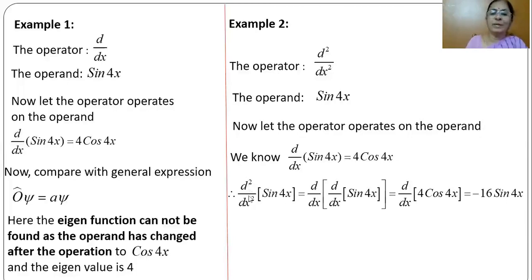Now d squared by dx squared can be written as d by dx of d by dx of sine 4x. Already in this problem we have found out d by dx of sine 4x is 4 cos 4x. So you substitute here. Now you carry out this differentiation. So d by dx of 4 cos 4x is equal to minus 16 sine 4x. You look at it: the operator is d squared by dx squared, the operand is sine 4x, and in the result we get back the operand. But the presence of minus is a problem here. We are not able to decide.